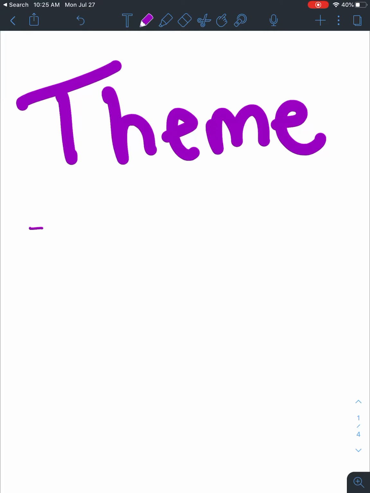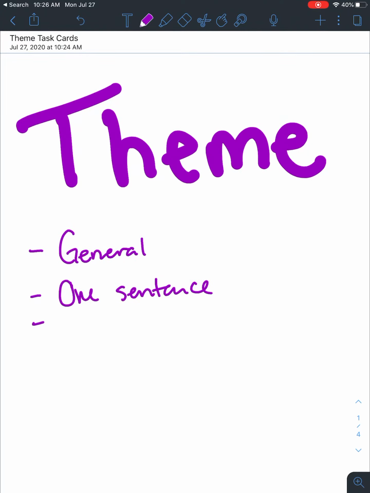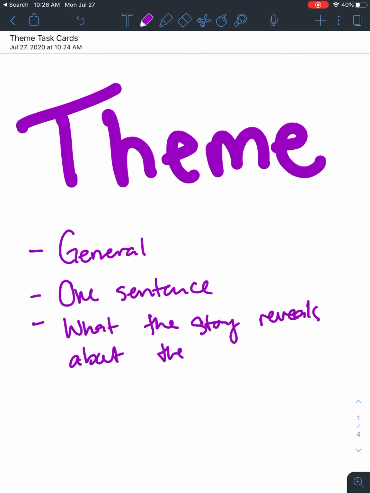The theme is going to be much more general than the main idea. It's still going to be one sentence long. And theme is ultimately going to tell us what the story reveals about the real world. Okay, that's the important part here. As younger students, you probably were told it was the moral of the story, and it is in some ways, but it's also a little bit more complicated than that.